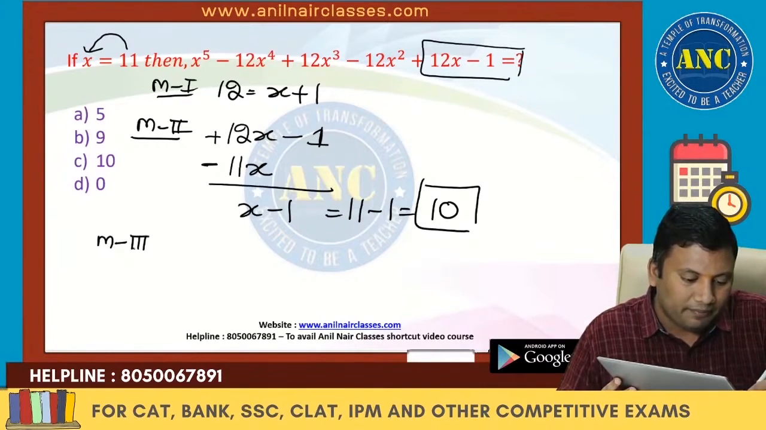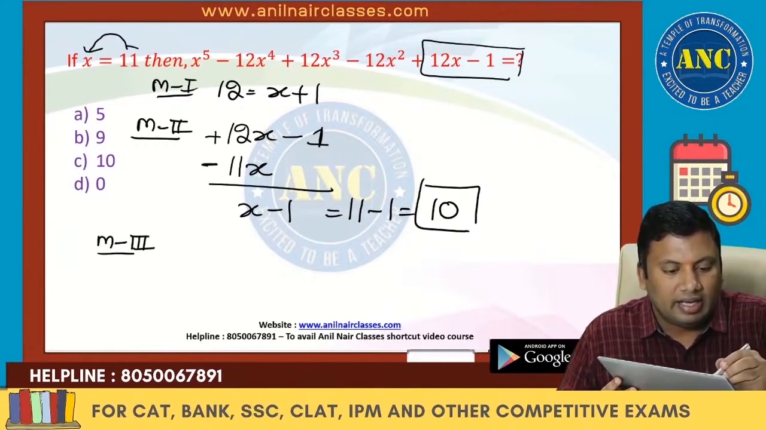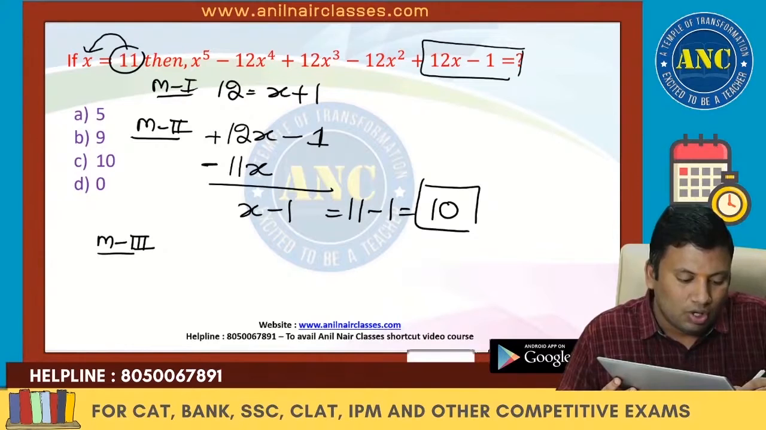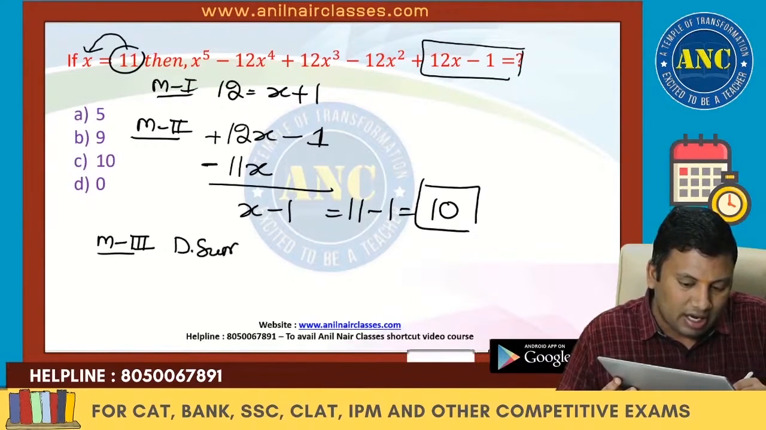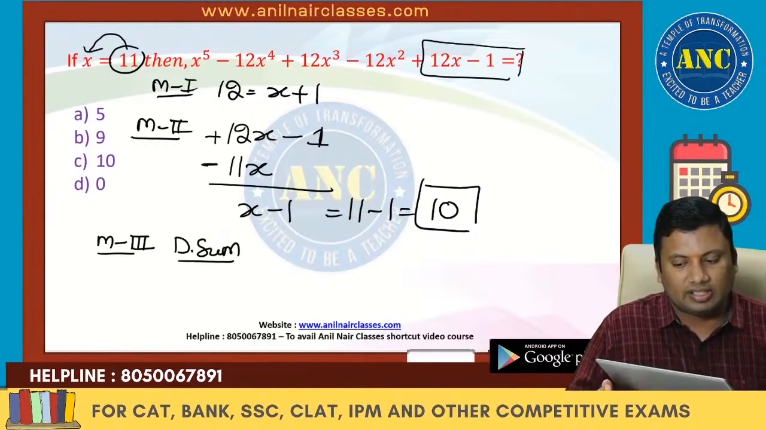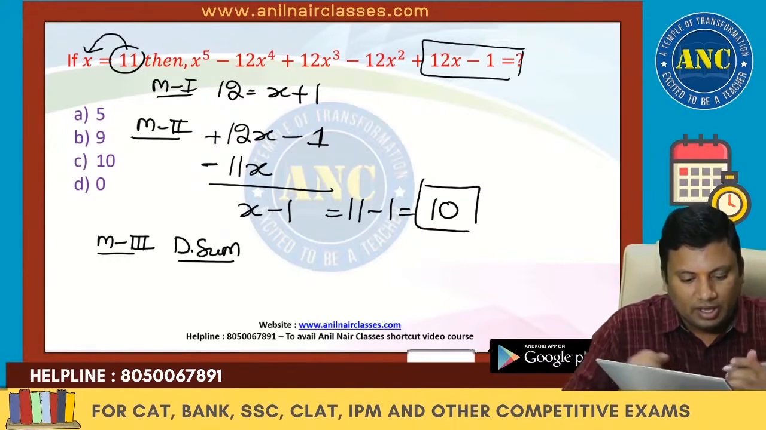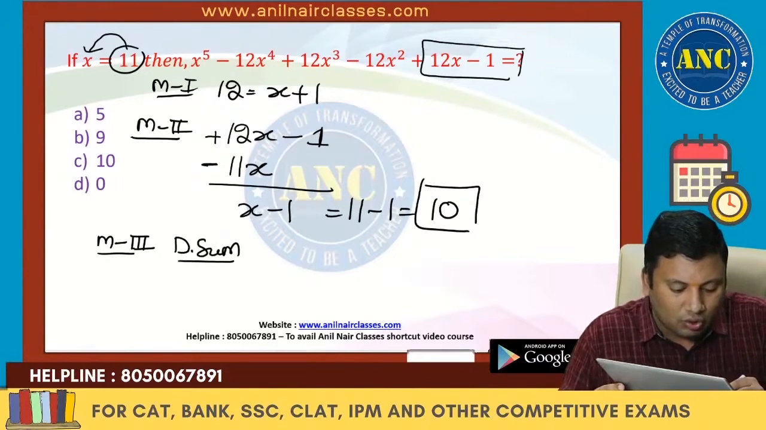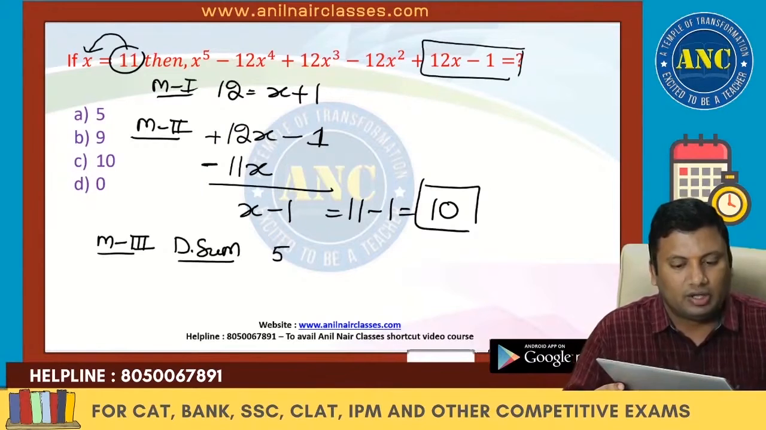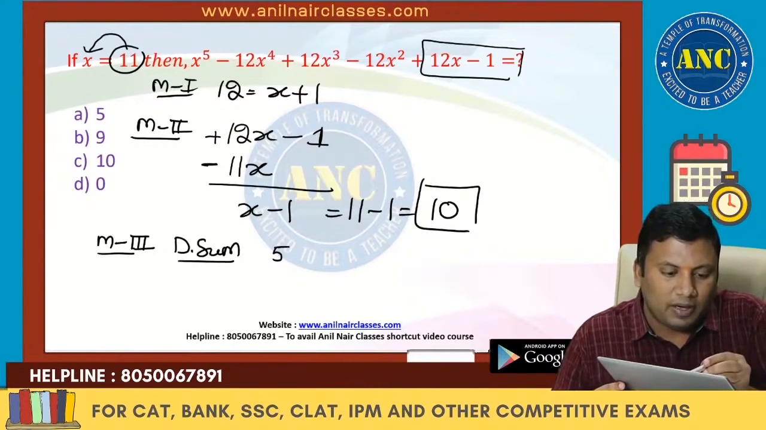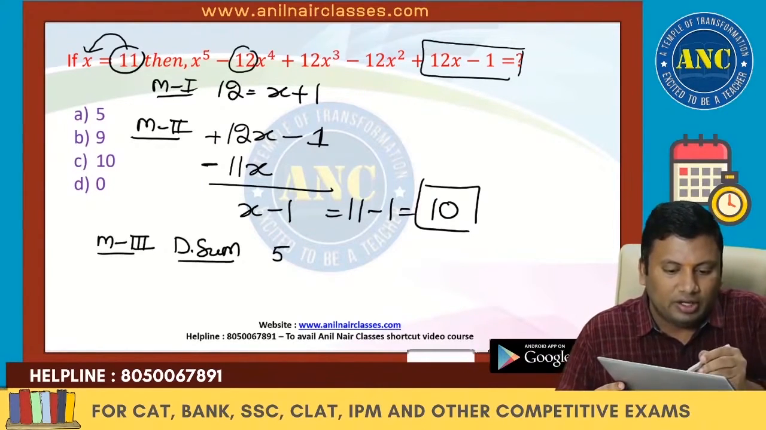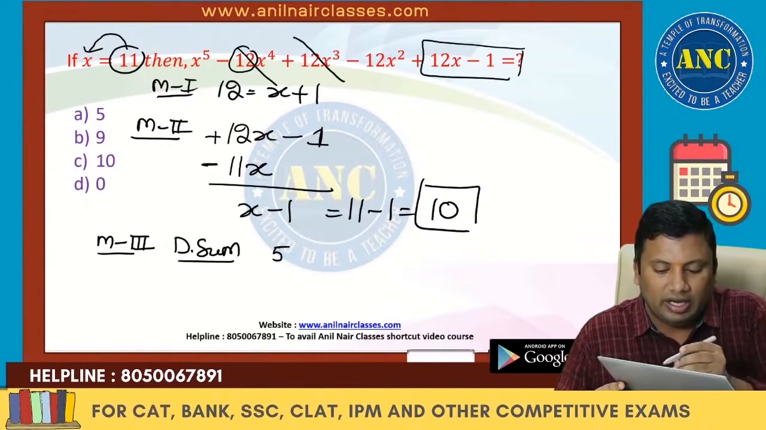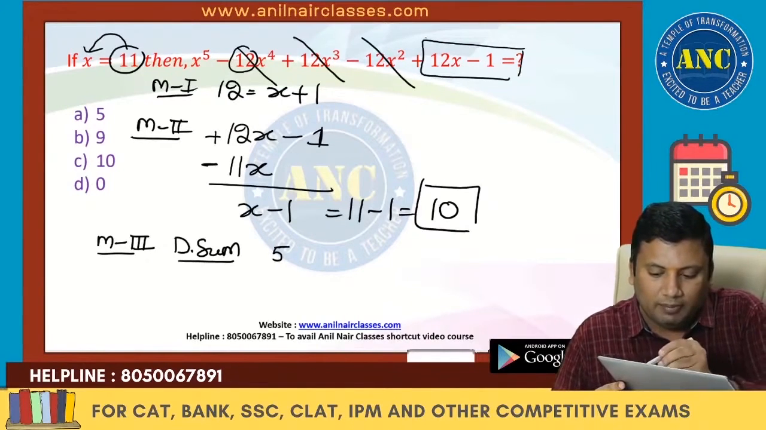Method number 3, using the digital sum concept. Now see here. 11 is nothing but 2. 2 power 5 is 32. 3 plus 2 is 5, and 1 plus 2 is 3. 3 into any number is 3k.